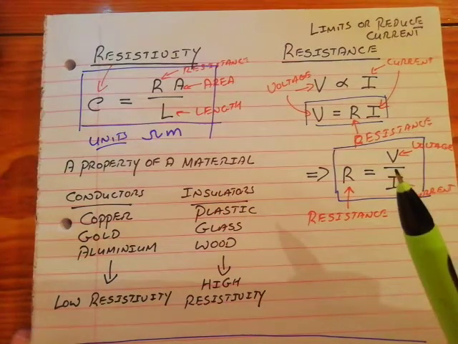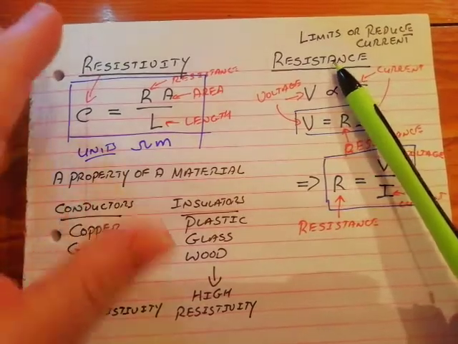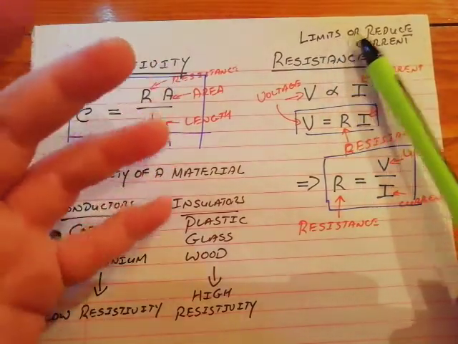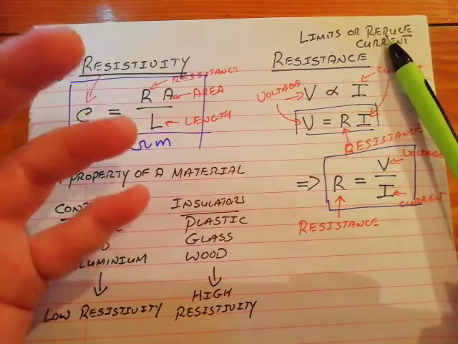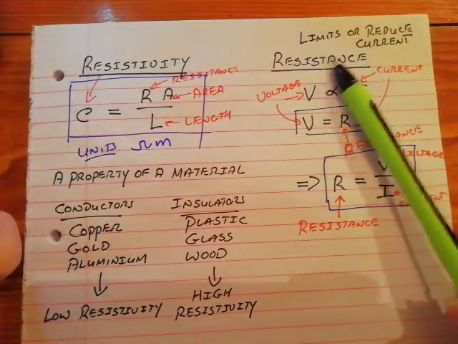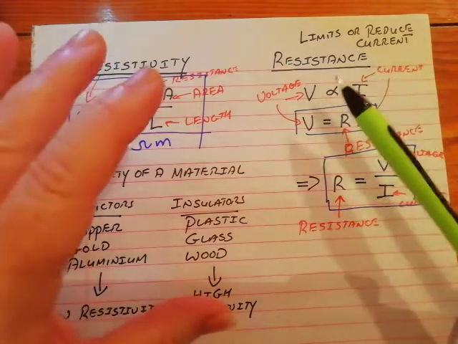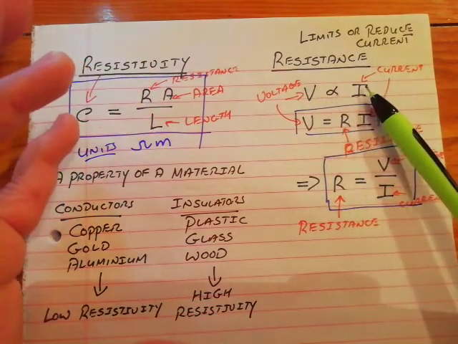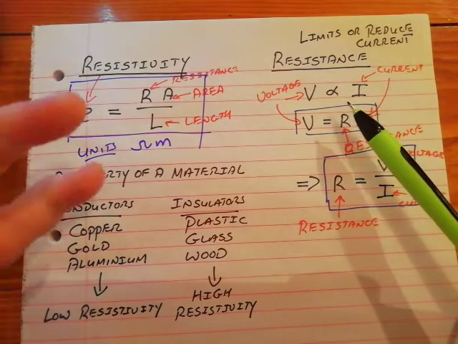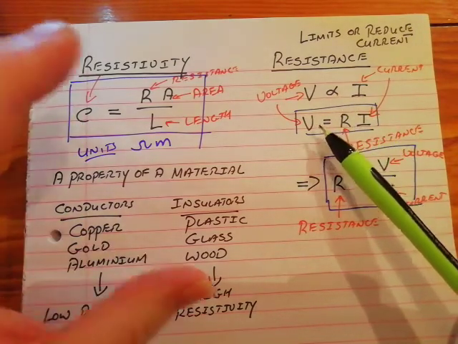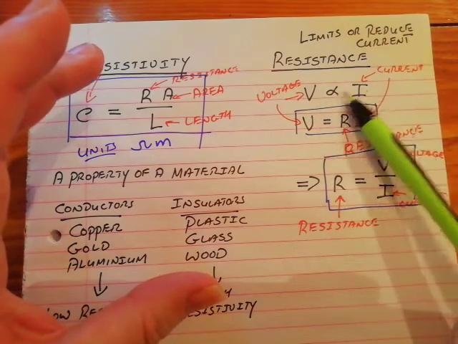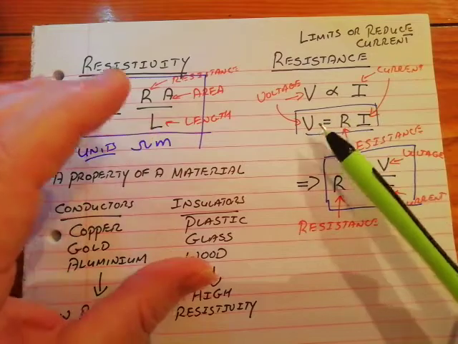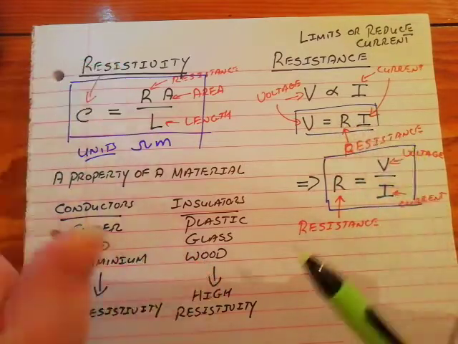Linked with resistivity is the concept of resistance. Resistance is often explained as something that limits or reduces the flow of electric current. The concept of resistance comes out of Ohm's law. Ohm's law, as we all know, states that voltage is directly proportional to current at a constant temperature. So if voltage is directly proportional to current, we can put in a constant to make those two terms equal. So voltage equals resistance times current.